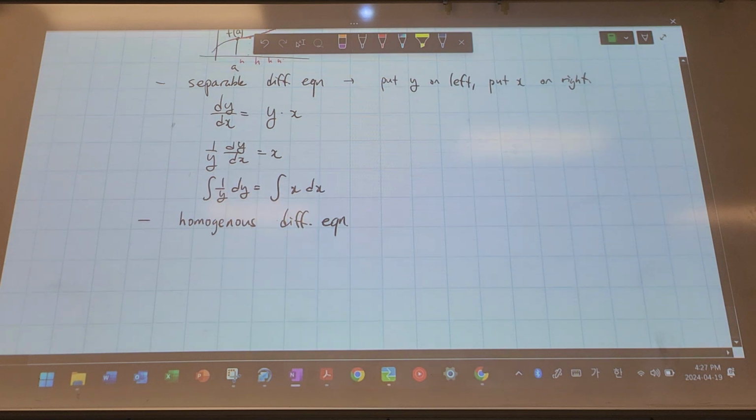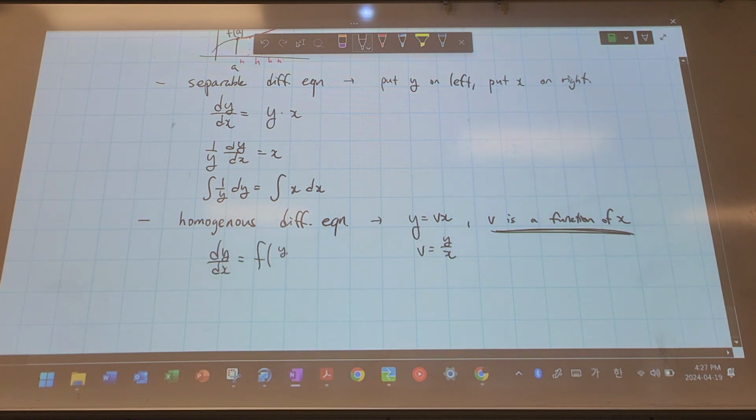So for this one, we have to use the substitution y equals vx, where v is a function of x. This part is the part that people will forget, right? So be careful. v is a function of x. So v is just going to be y over x, right? So this is used when you have dy over dx is equal to f of y over x. This is the homogeneous one.